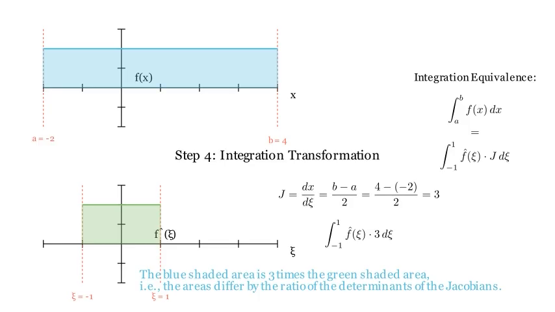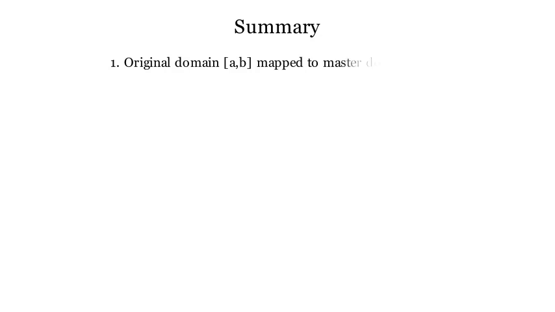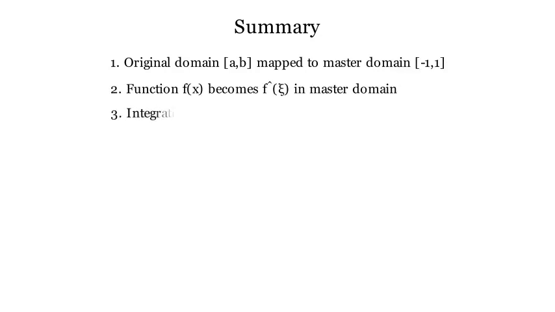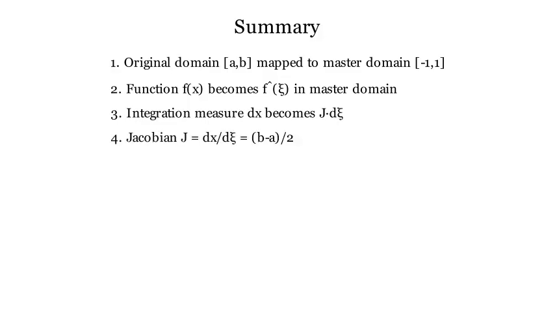So in conclusion, we can always put a function in any arbitrary domain, map it to a master domain, then integrate in that domain, and multiply by the Jacobian value to get the integral value of the exact function over the exact domain.